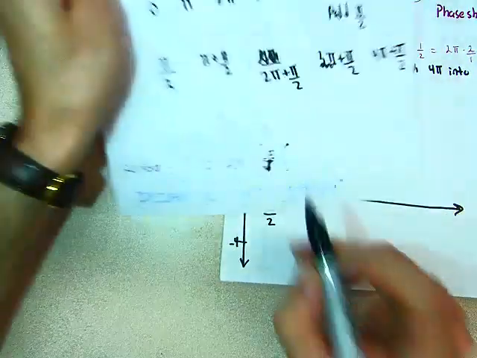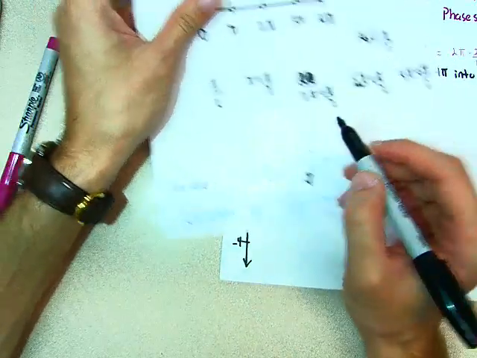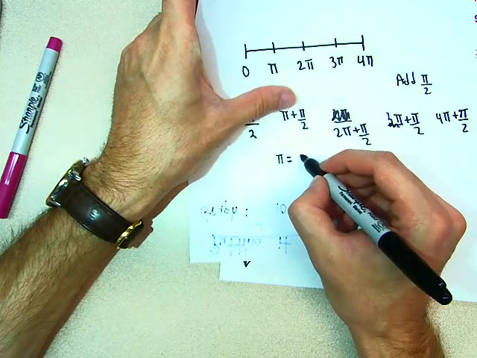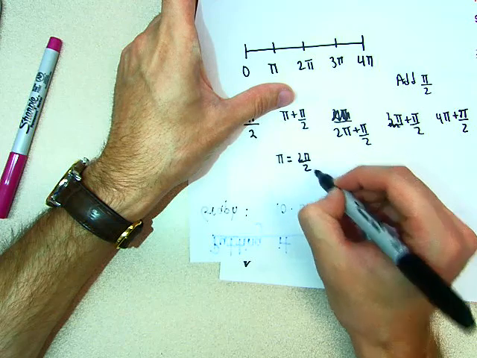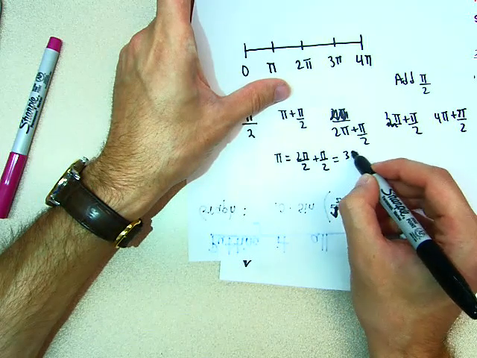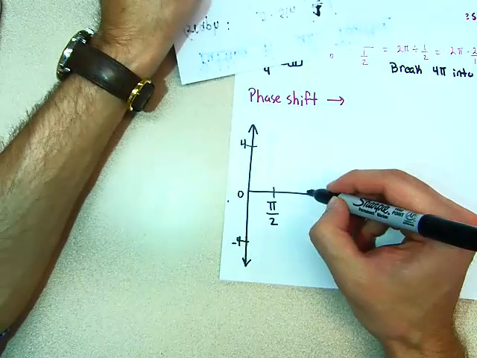Okay, and then what's the next one? What's pi plus pi over 2? Well, pi is equal to 2 pi over 2, right? So this is plus pi over 2. So then this becomes 3 pi over 2. So then this is our next interval here.